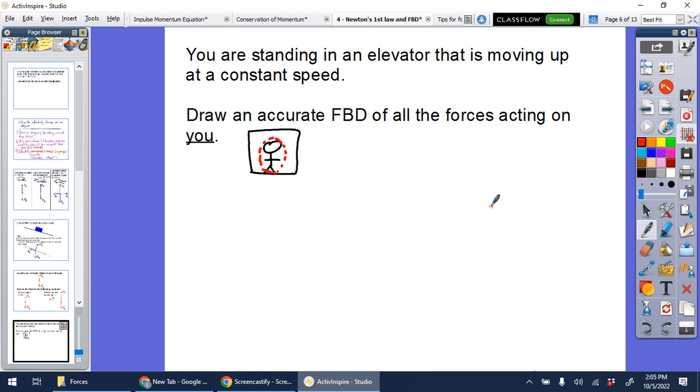So that's a picture of you in an elevator, right? And notice I want an FBD of you. So do you see I drew a little boundary around you so that you can focus on what's touching you. Is that pretty clear? Notice what I didn't draw a circle around. I didn't draw a circle around the elevator. I drew a boundary around you because we're analyzing you. Okay?